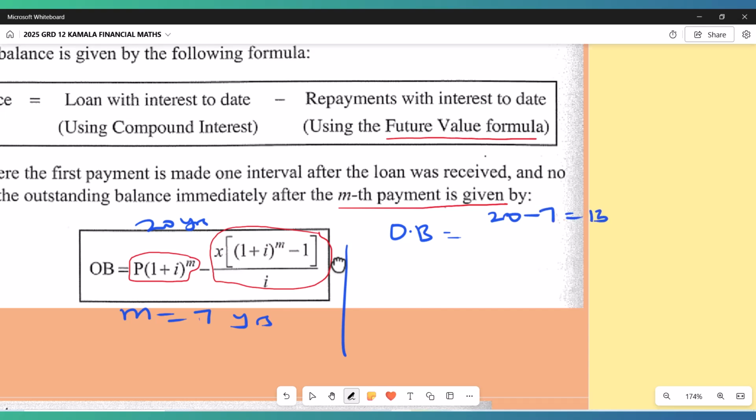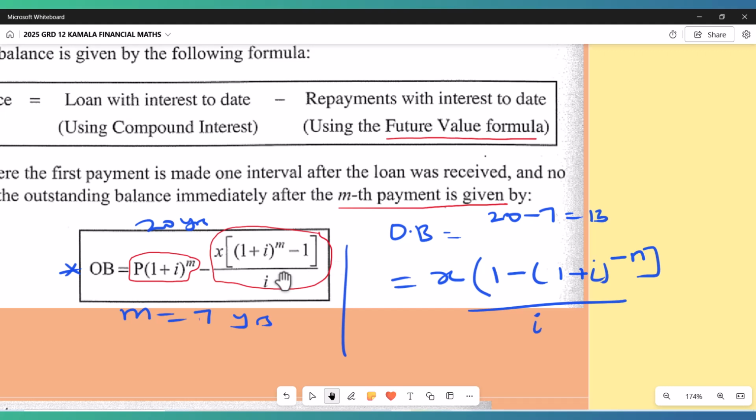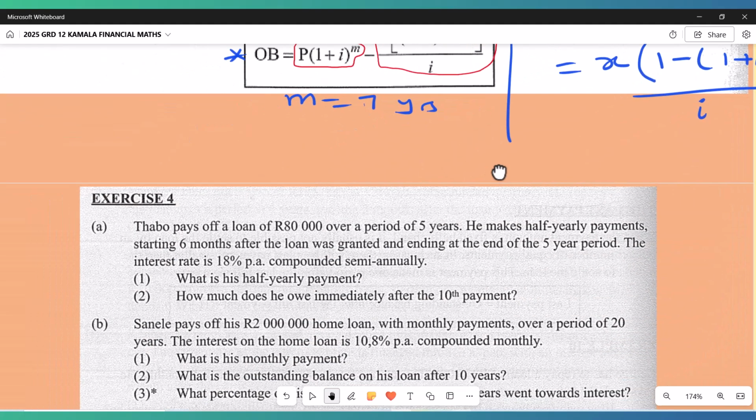So now if you use the remaining years to pay, you can also know the outstanding balance by using x into 1 minus (1 plus i) to the power negative n, divided by i. Alright, but for today, we look at this formula here and look at the following examples.